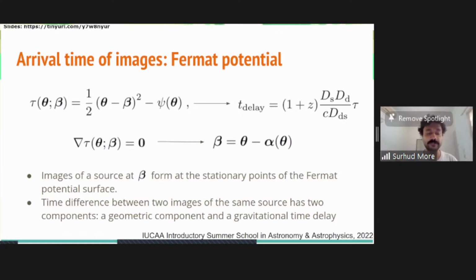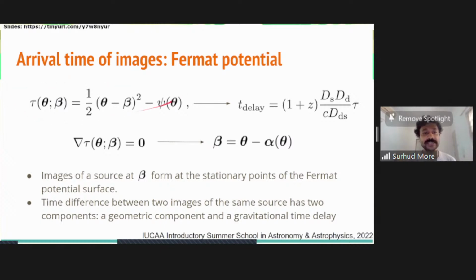unperturbed path of light. So that time delay is equal to some constant here, which depends upon the redshift of the deflector and some of these other distances, times a quantity called tau, which is called a Fermat potential. Now, this Fermat potential is given by this equation here. So it has the half theta minus beta the whole square. This is the geometric path time delay component. And then an extra component which is coming due to the lensing potential. This is the gravitational time delay.